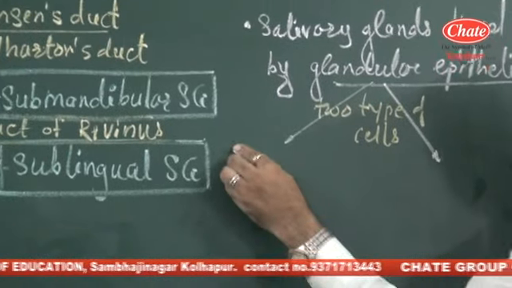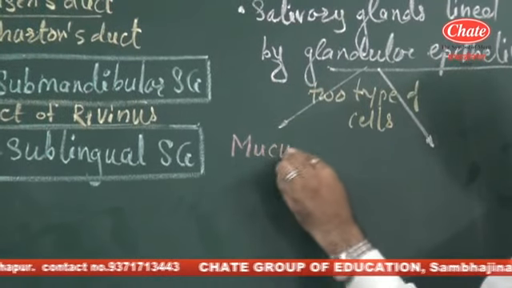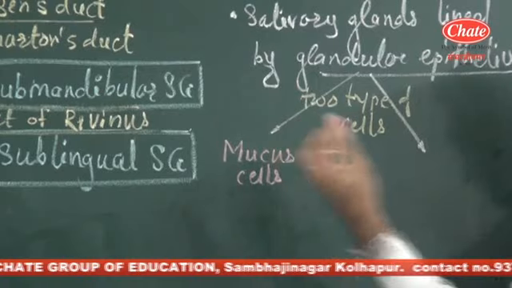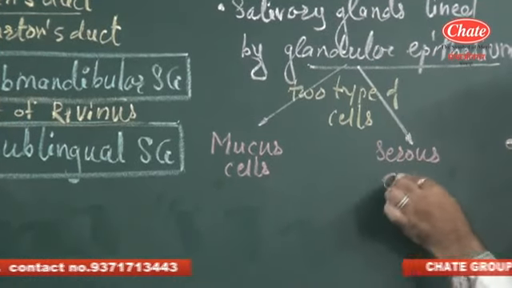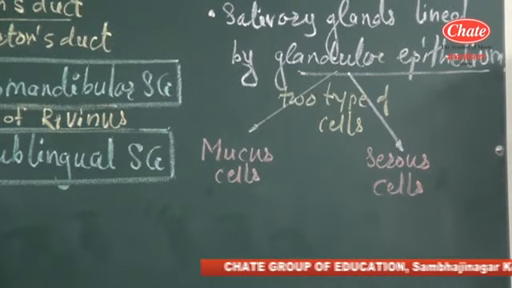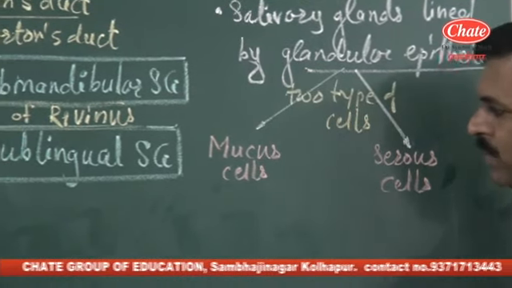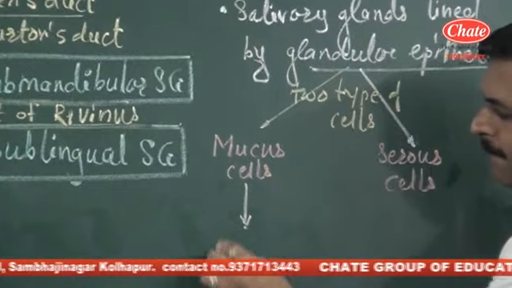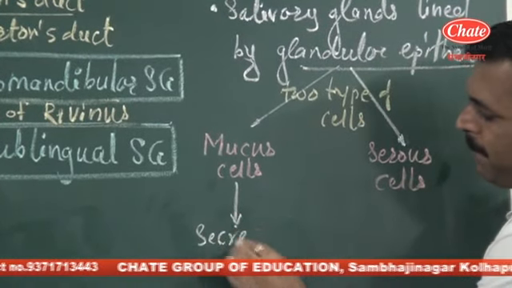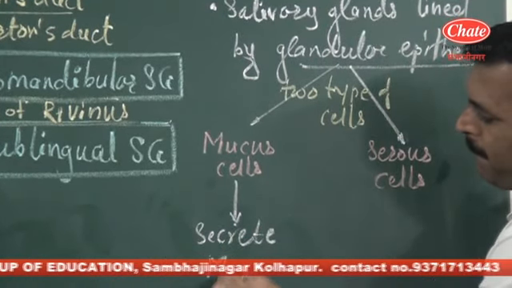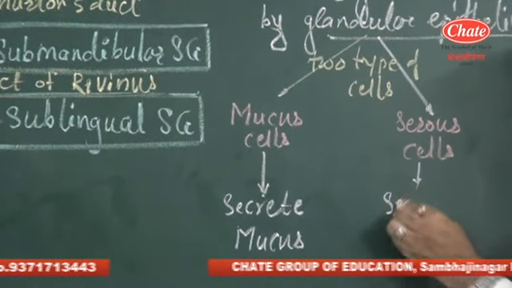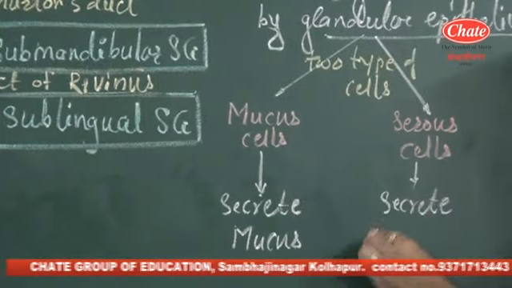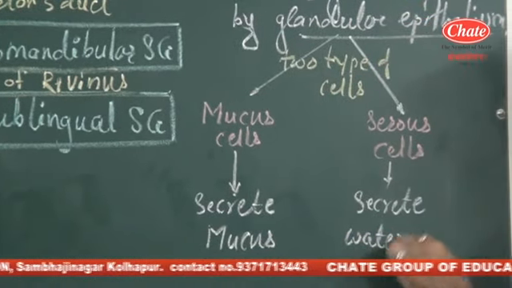These two types of cells are present in the glandular epithelium. First, the mucous cells, and second, the serous cells. So mucous cell and serous cell. This mucous cell secretes mucus, while the serous cell secretes watery secretion.